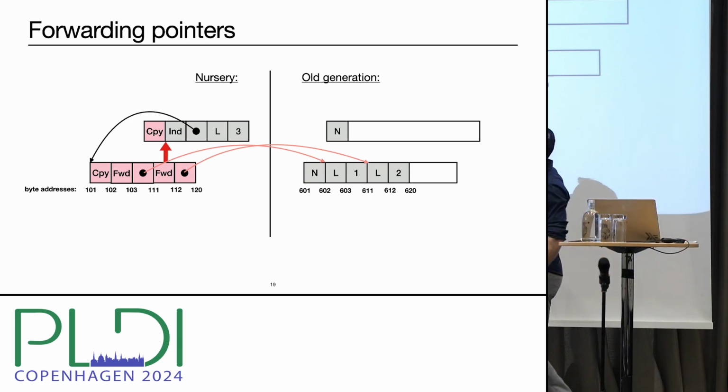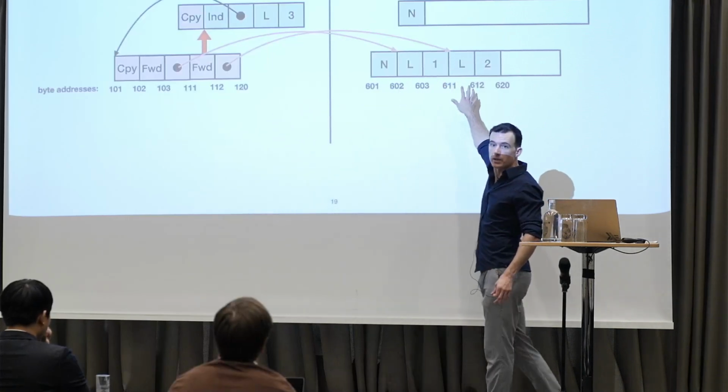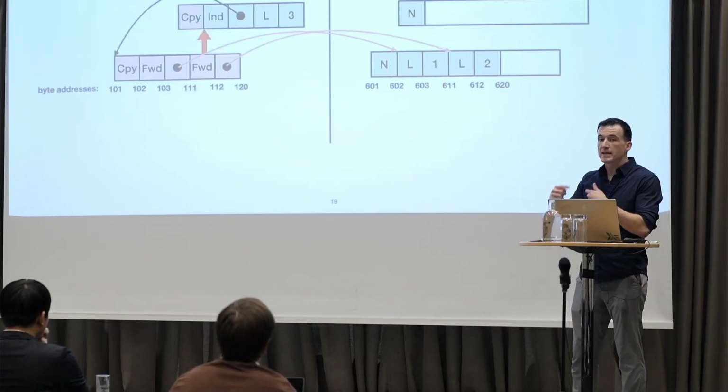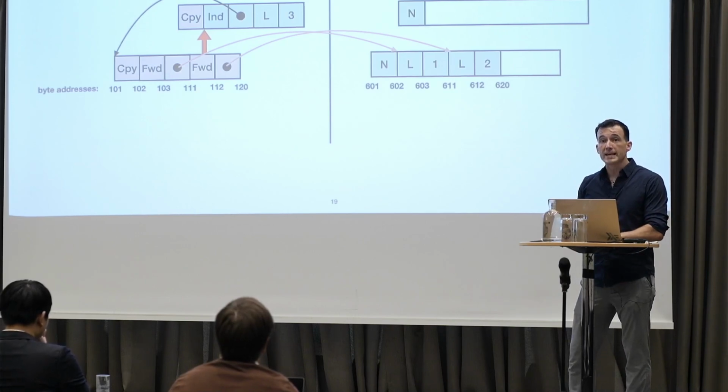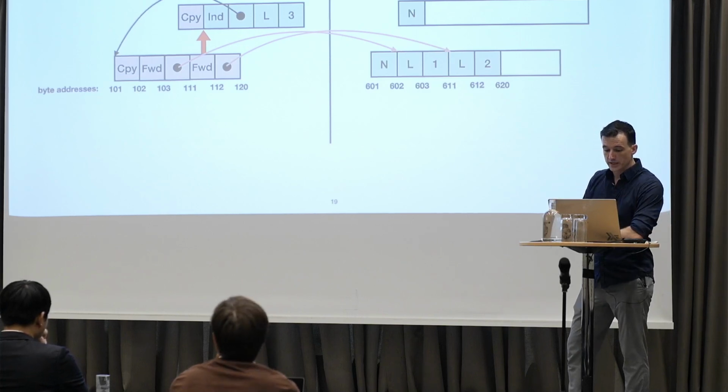Now, of course, we don't want to copy indirections willy-nilly. Our goal is to get rid of those, not to maintain them in the old generation. Right? So we want to instead inline the data and keep following the indirection, subject to maintaining any sharing in the heap, because we don't want to duplicate data.